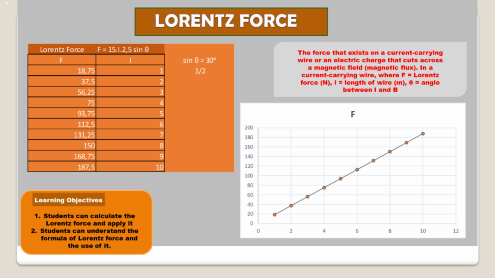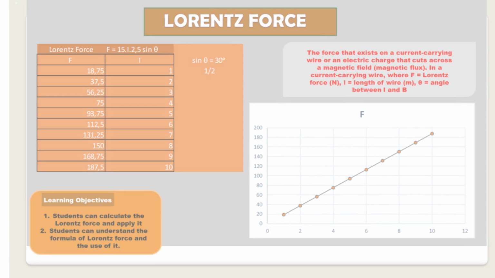From the graph, we can see the horizontal line or x-axis is showing the value of I or current, and the vertical line or y-axis is showing the value of F or Lorentz force. So it can be concluded that the graph is linear and increasing constantly.